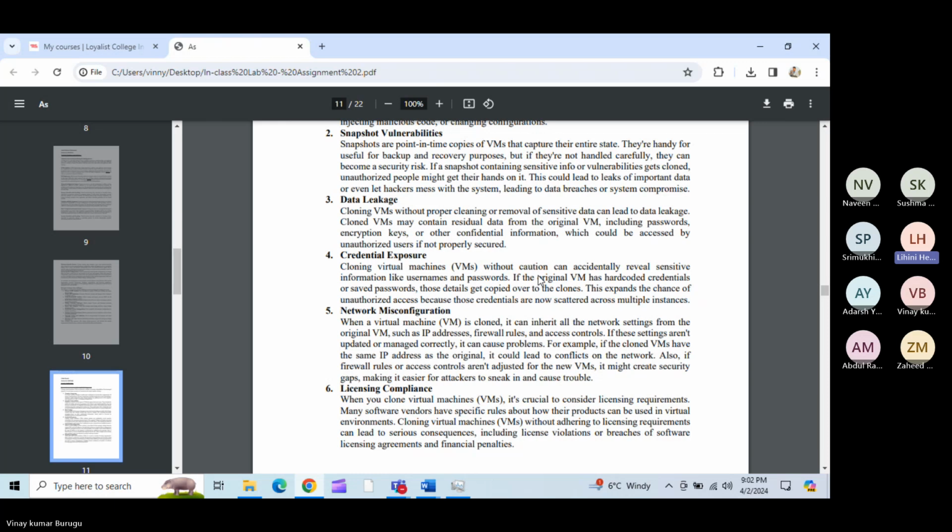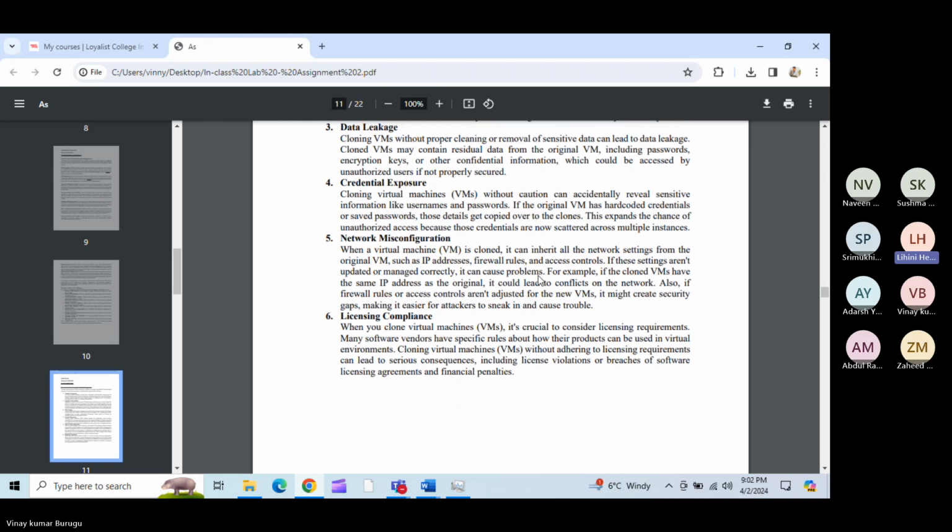The fourth one is credential exposure. Cloning VMs without caution can expose sensitive information such as usernames and passwords. If the original VM has hard-coded credentials, these details get copied over to clones, increasing the risk of attacks. The other one is network misconfiguration. Cloned VMs may inherit network settings from the original VM, including IP addresses and firewall rules. Failure to update or manage these settings correctly can lead to network conflicts or unauthorized access.